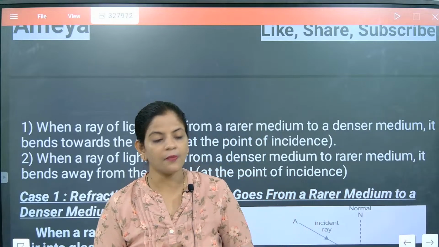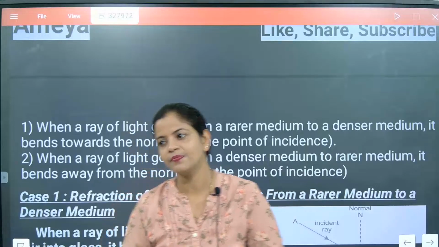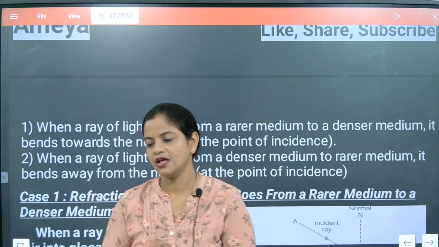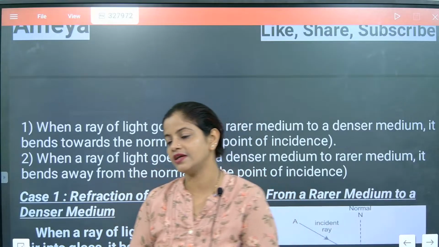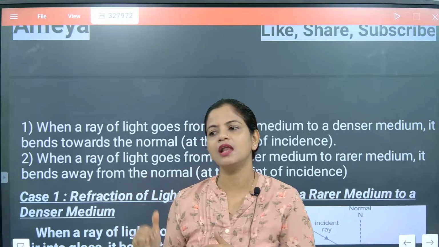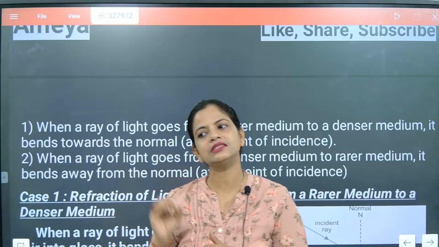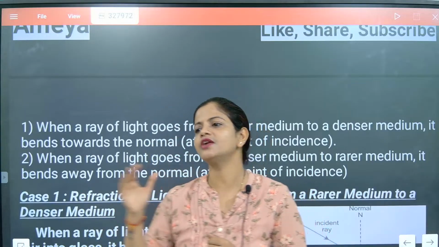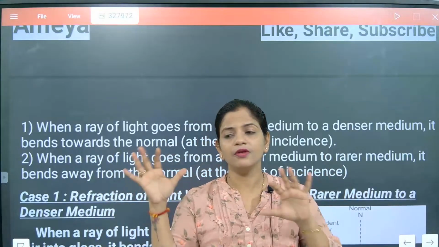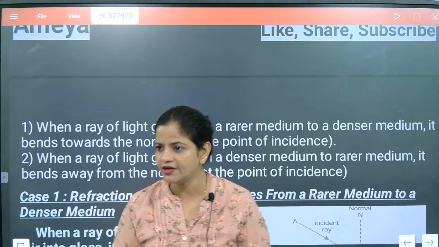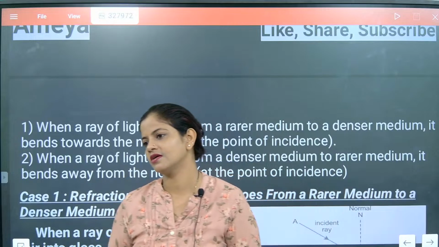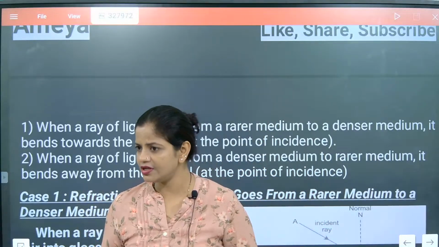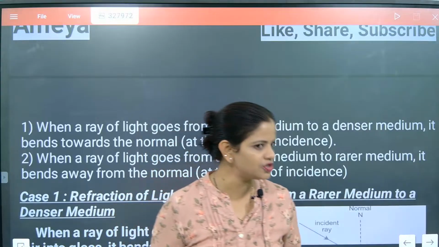Now listen, beta. Optical density has to do nothing with the mass density or volume. It has to do with the particles. The particles will allow the light to enter inside the medium. The particles will make the object either transparent, translucent, or opaque. Opaque means like this wall. The wall will not allow light to enter inside, right? So that means refraction is not possible.